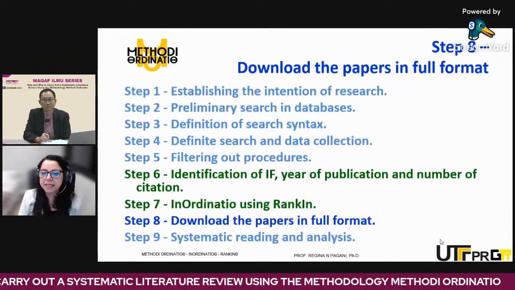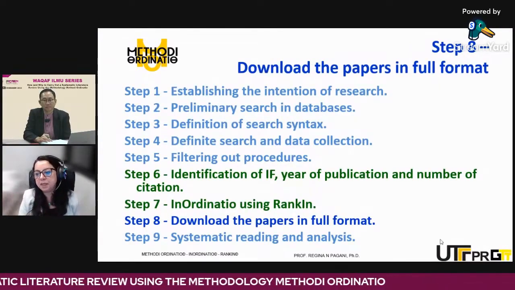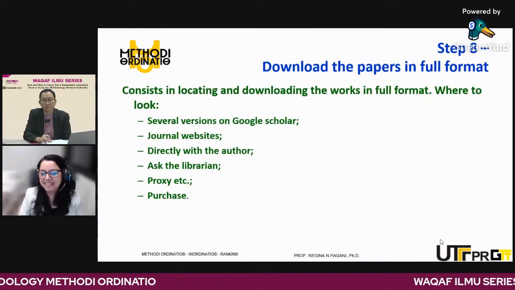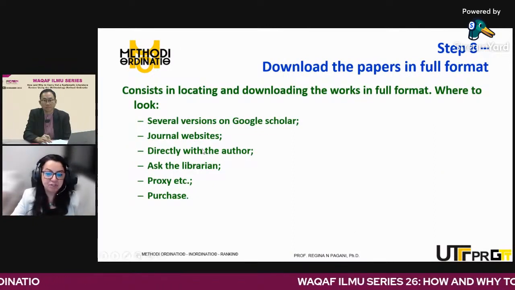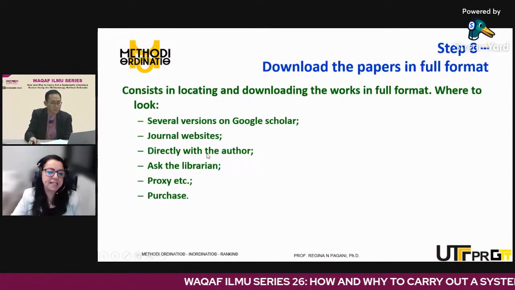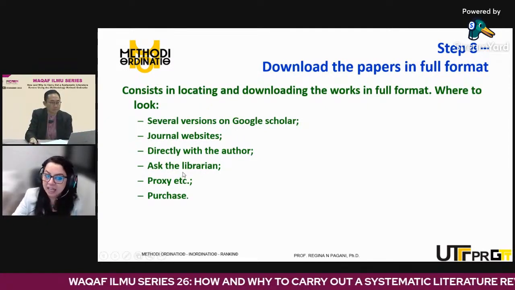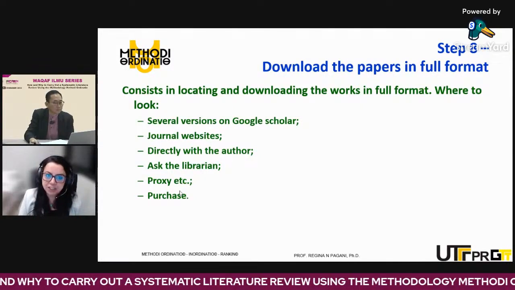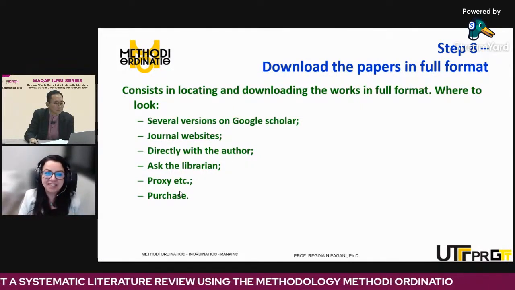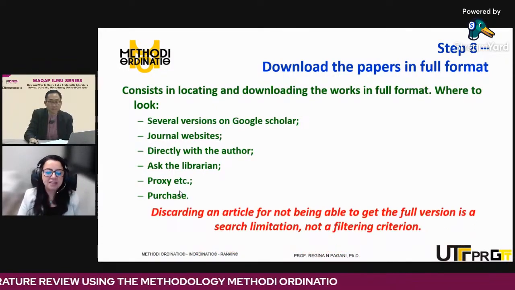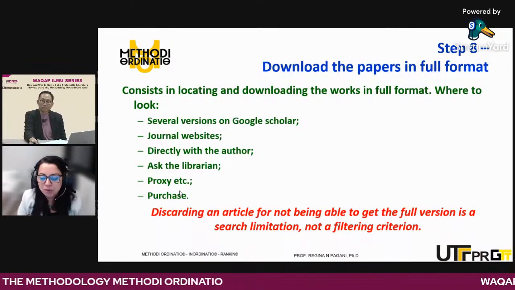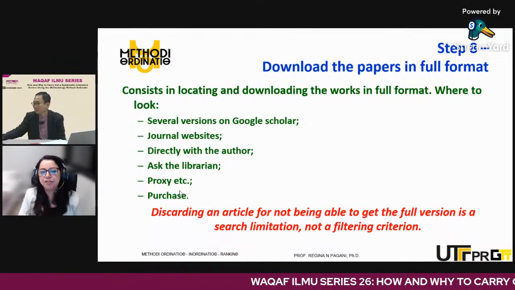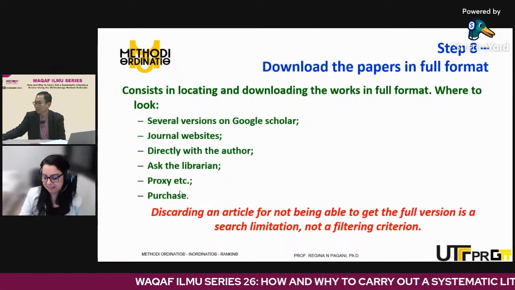I have already explained it. Then you download the papers in full format. You know how to do it, yeah? Where to find: several versions of Google, journal websites, directly with the author, ask the librarian, use proxies. Finally, if you're doing a PhD, purchase. If you cannot find it anywhere, purchase, okay? Why? Because discarding an article for not being able to get the full version is a search limitation, not a filtering criterion, okay?